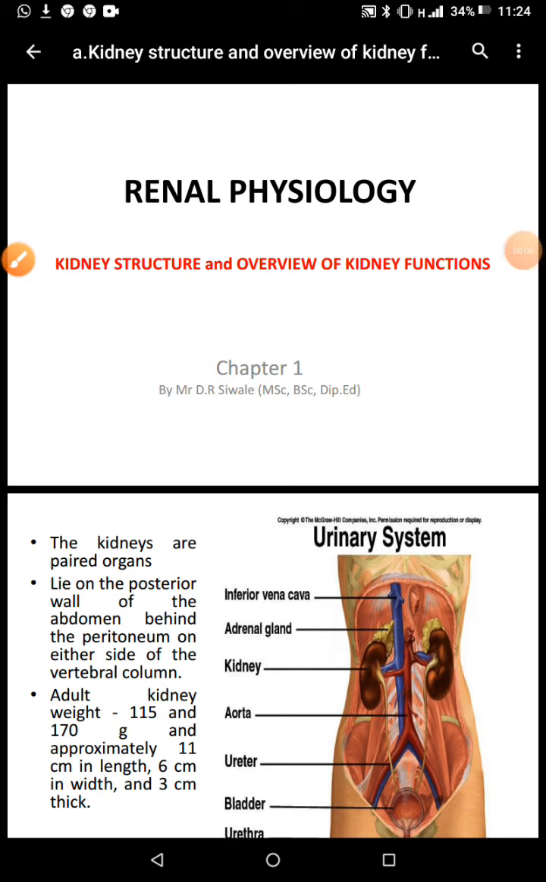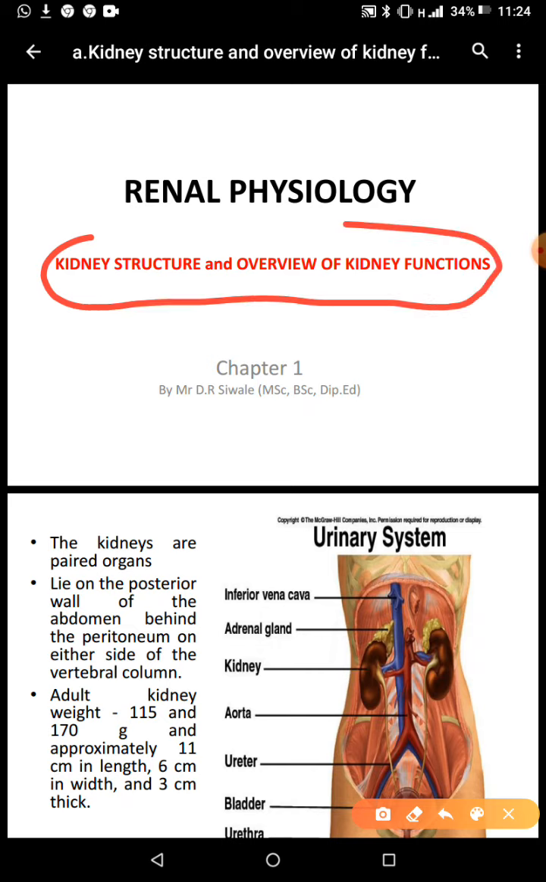Hello everyone, we are looking at renal physiology, how the kidneys work. So we'll start by looking at the kidney structure and the overview of kidney functions. Remember, this is physiology, so we'll be biased towards the physiological principles, like how the kidneys function. We won't dwell very much on the anatomy, the structures. We'll dwell much on how the kidneys function.